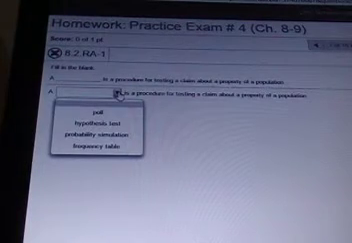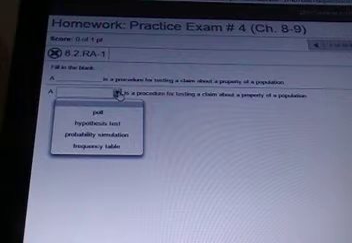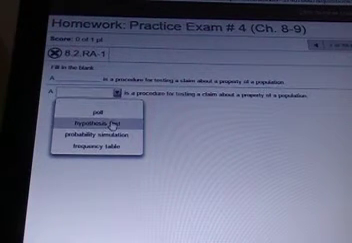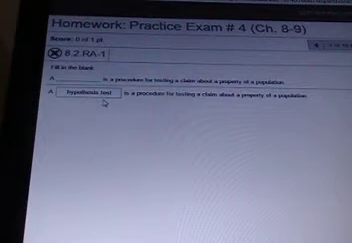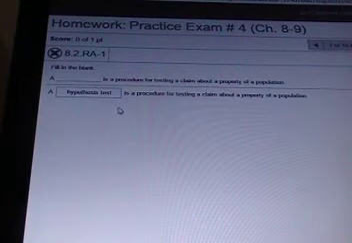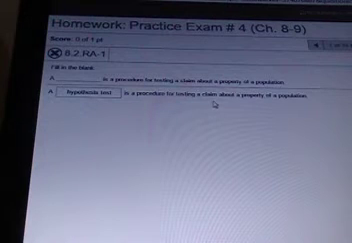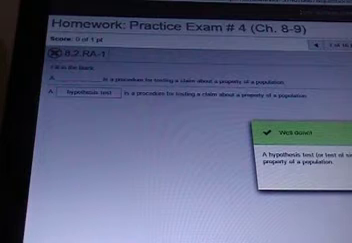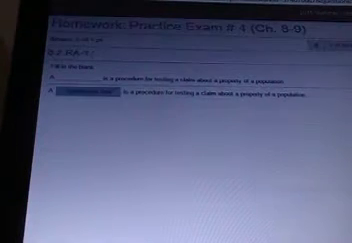A blank is a procedure for testing a claim about a property of a population. This is what this chapter is about. It's called a hypothesis test. A hypothesis test is a procedure you follow, and we've only seen a few of the steps here. We're going to get to problems later where we do all the steps, but it's a step-by-step procedure for testing some claim about a population. And it may be true or false, but we're going to go through the whole procedure to figure that out.